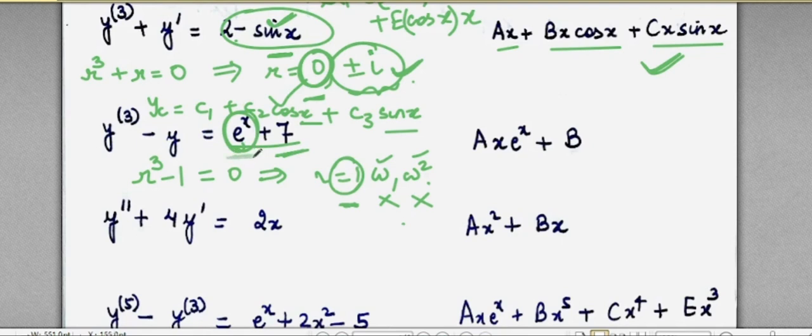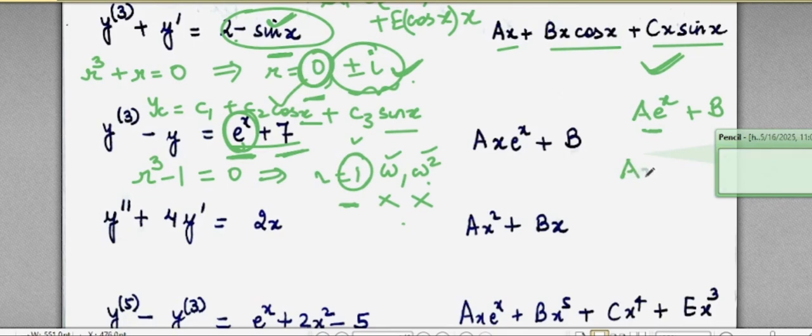So for e to the power x, you will not write the simple trial yp. What was the simple trial yp? If this was not a special case, then we would write a e to power x for e to power x, and b for 7. That would have been the normal trial yp. But r equal to 1 is a root of the characteristic equation and it corresponds to e to power x. So you have to multiply the affected term by x and then write the trial yp for this.